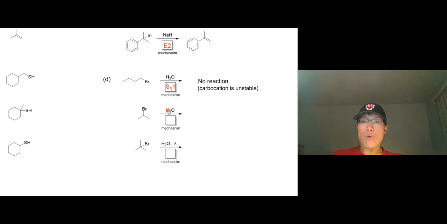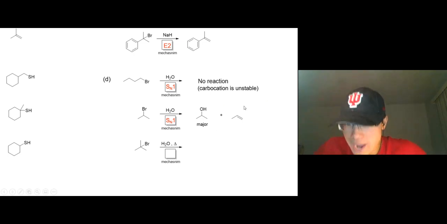Secondary, now I go down, same water, it's going to be SN1 and E1. SN1 is going to be the major mechanism, so you're going to get the major product there for the secondary one. The carbocation is stable enough to do SN1 or E1, so it exists in the solution. In this case, you're going to get some elimination, but the SN1 substitution product is going to be the major product. Practically, the product amount is too small, we just call this no reaction, practically.